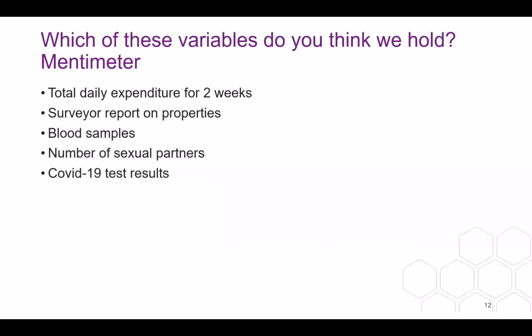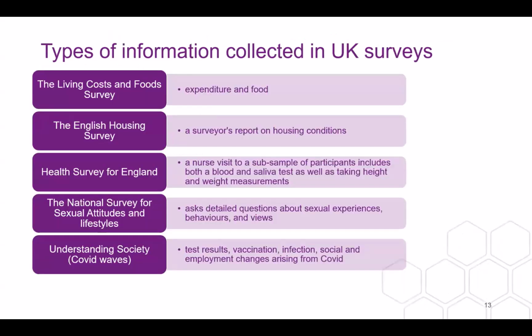Okay, so that was a little bit of a trick question. We do actually hold all of these variables within various surveys within our data sets. The Living Costs and Food Survey is the one that covers expenditure and food. The English Housing Survey obviously holds the report on housing conditions.